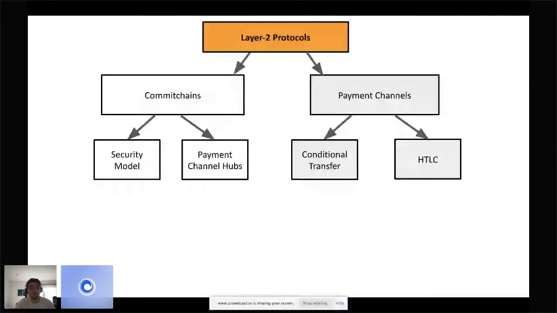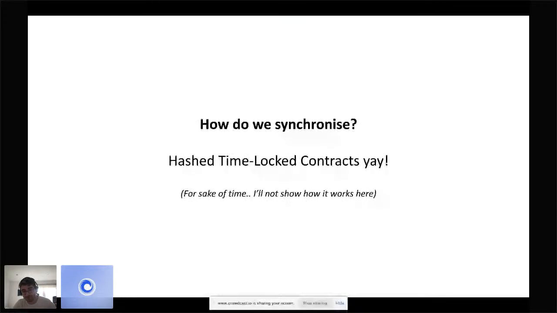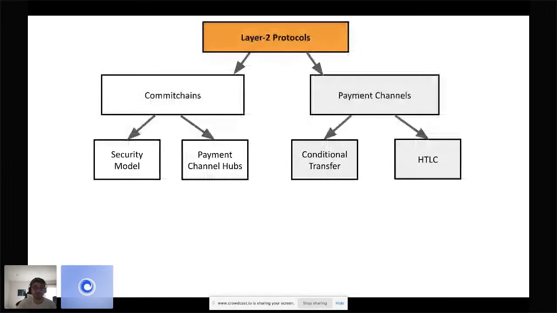And that'll hopefully become useful later on. So just remember that the Lightning Network, or payment channel networks, are good for synchronizing value transfer across a network of peers or a path of peers. It's not very good for payments, and that's what we're going to figure out now. So now we're going to move on to the commit chain world.